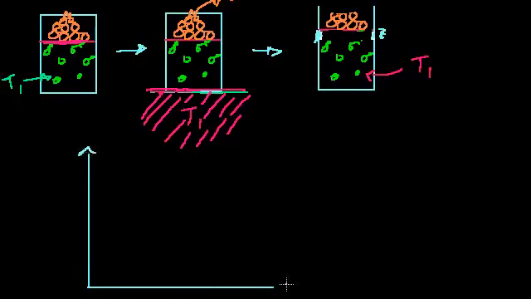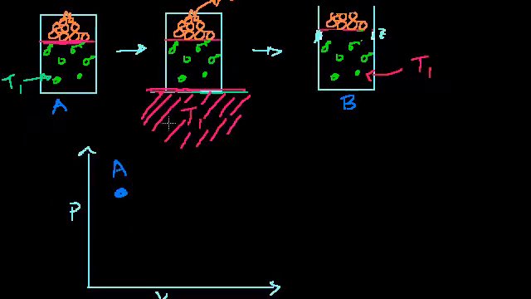Let me label them. This is P, this is V. Let me call this, let me do it in a good color. This is state A of the system. This is state B of the system. So state A starts at some pressure and volume. I'll do it like that. That's state A. And it moves to state B.